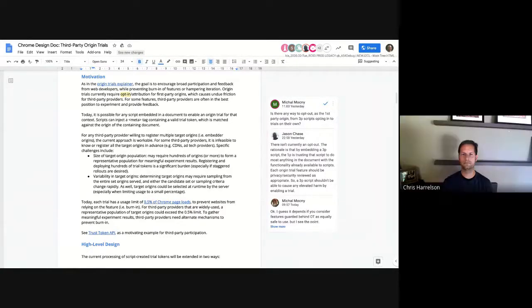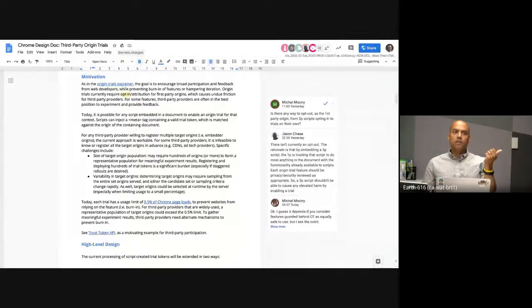I'm Jason Chase, and I work on the Chrome team that supports and develops origin trials. Origin trials have been around a long time. For those who aren't familiar, it's a way for Chrome to experiment with features in a way that doesn't lock in and burn in. Essentially, web developers sign up, they get a token, they put it on their website, and it lets them use a feature.